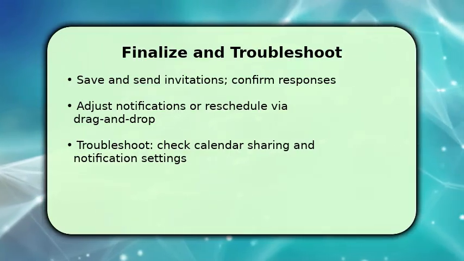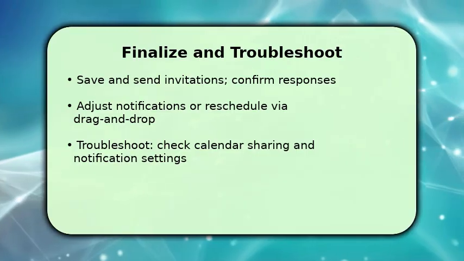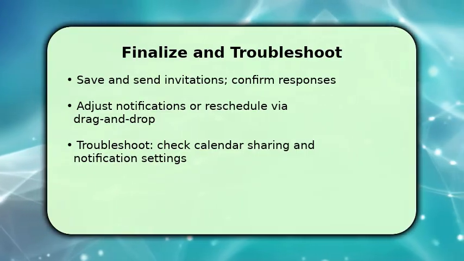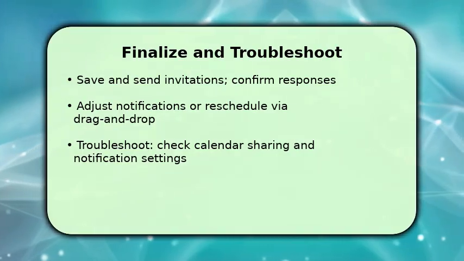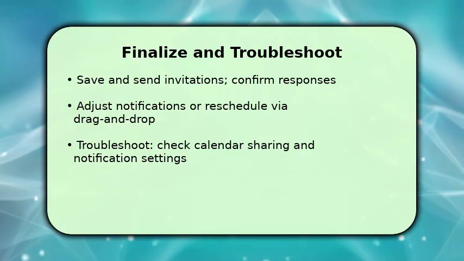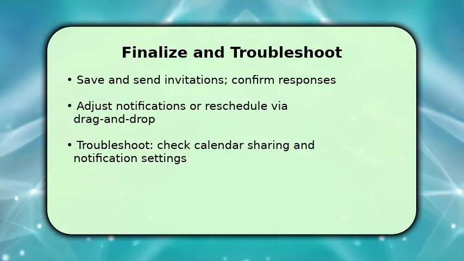If something goes wrong, no invites, missing notifications, or wrong time, check the event's calendar sharing settings and each participant's notification preferences and time zones. One quick permissions or time zone fix usually resolves most issues.